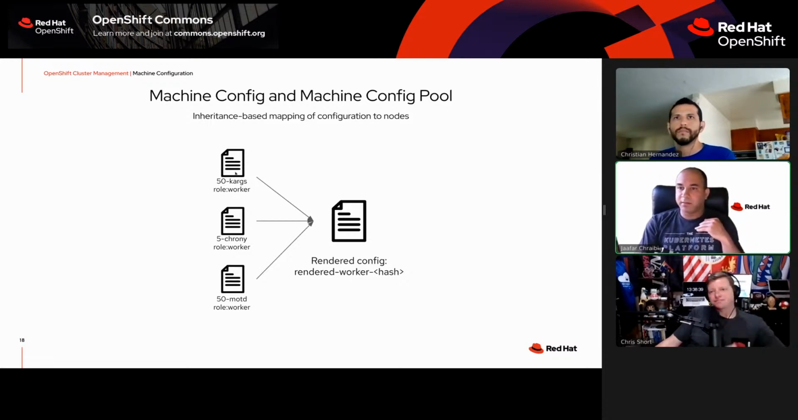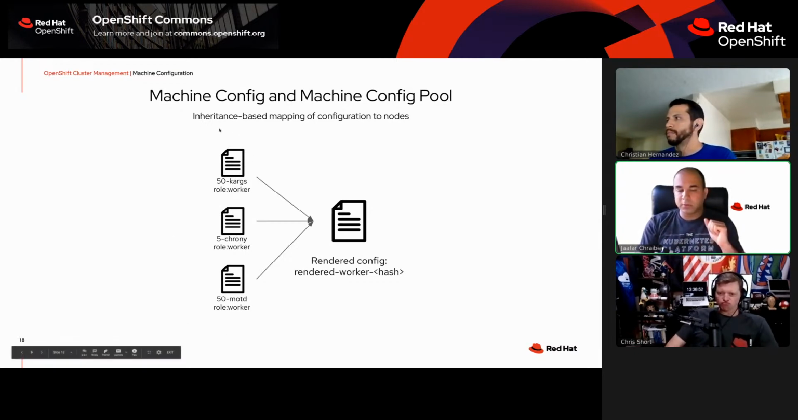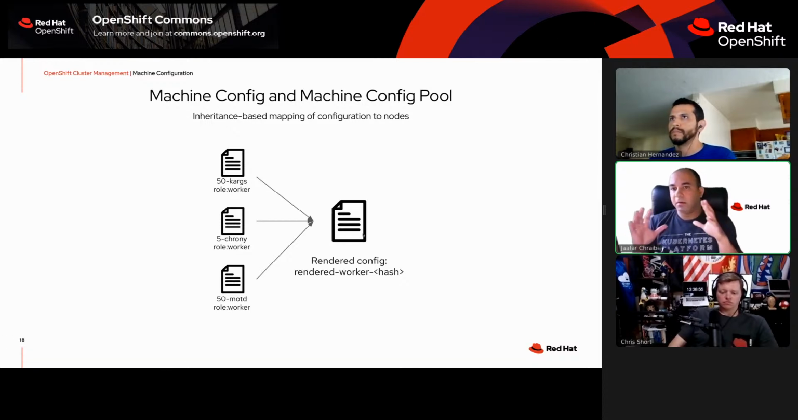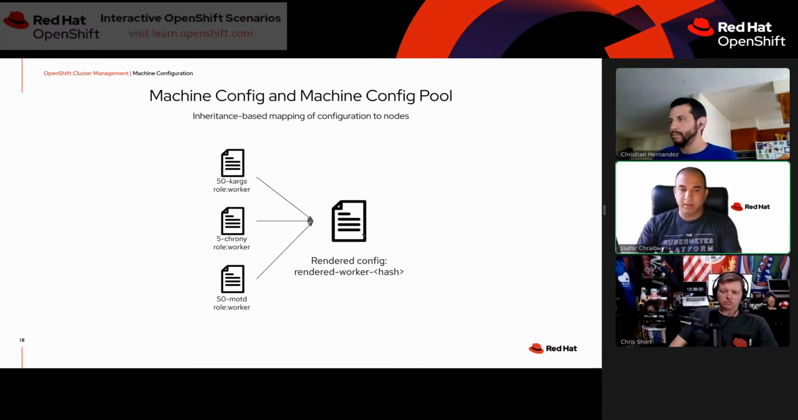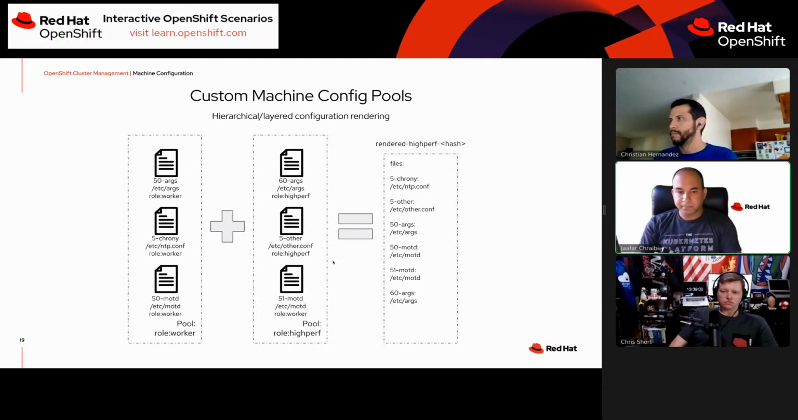All of the machine configs can then be grouped into what we call a machine config pool. And basically a machine config pool is something that says, well, first thing, all those machine configs are going to be rendered in a, I would say, a mashed file that has everything, but in an ordered way.